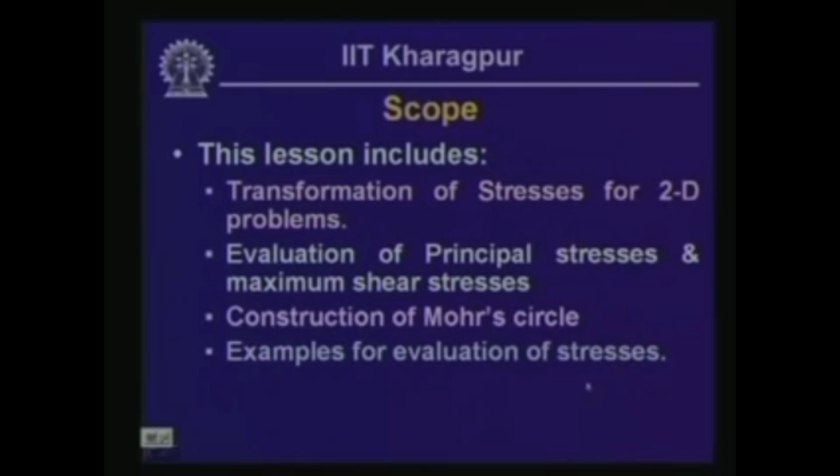Hence, the scope of this particular lesson is the derivation of the transformation equations for evaluation of stresses for two-dimensional problems, evaluation of principal stresses and maximum shear stresses, and construction of Mohr circle. We will look into how we are going to draw a Mohr circle for evaluation of stress at a particular point in a stressed body. We will solve a few examples to demonstrate how the stresses can be evaluated at a particular point.